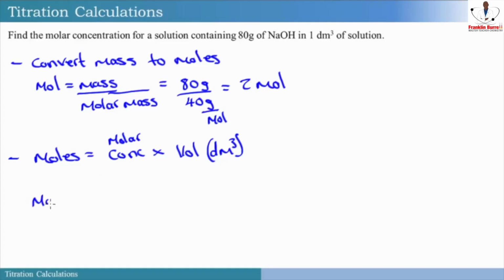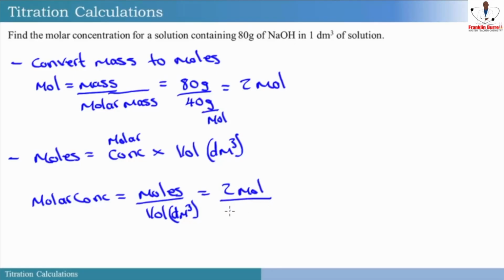So molar concentration is equal to moles over volume in dm cube. So the moles is 2 moles over my volume of 1 dm cube. So my molar concentration here is equal to 2 moles per dm cube. And that's my molar concentration. Let's look at some others.